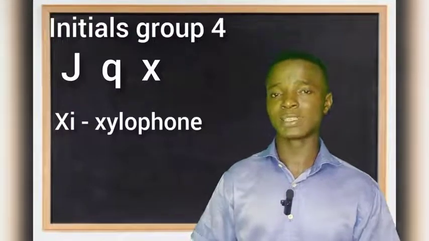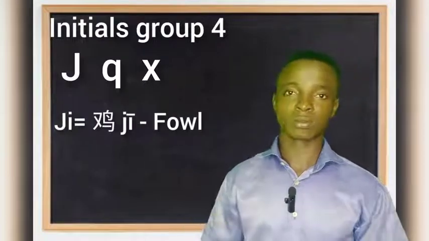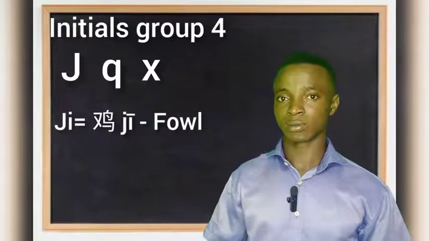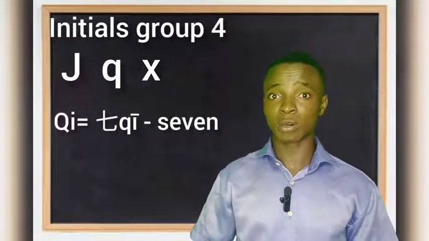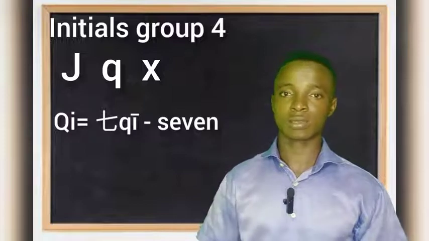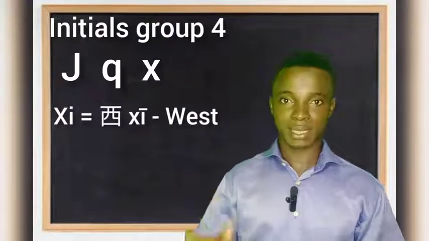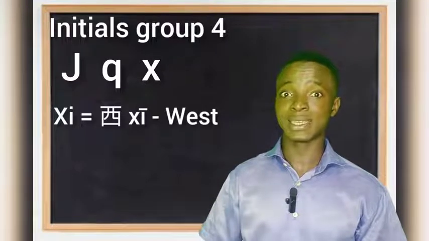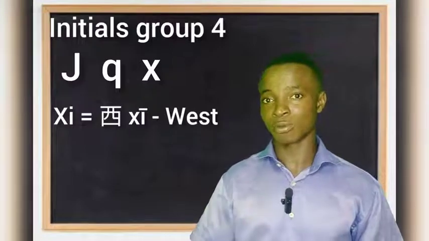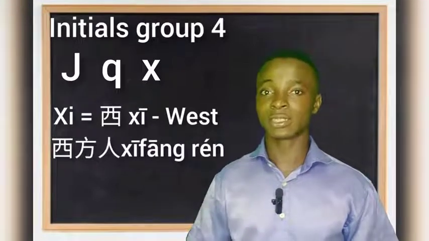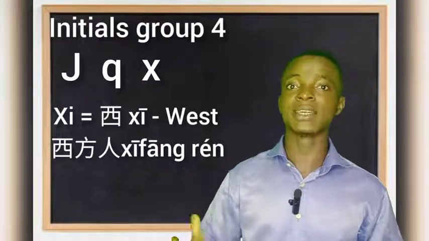Beautiful. Let's see some of the examples. The Chinese word for vowel is G. The second one, which is T. The Chinese word for seven is T. While the C, the Chinese word for west, is C. That is why when we talk about Western people, we can say Xi Fang Ren. So every country has a Western part.